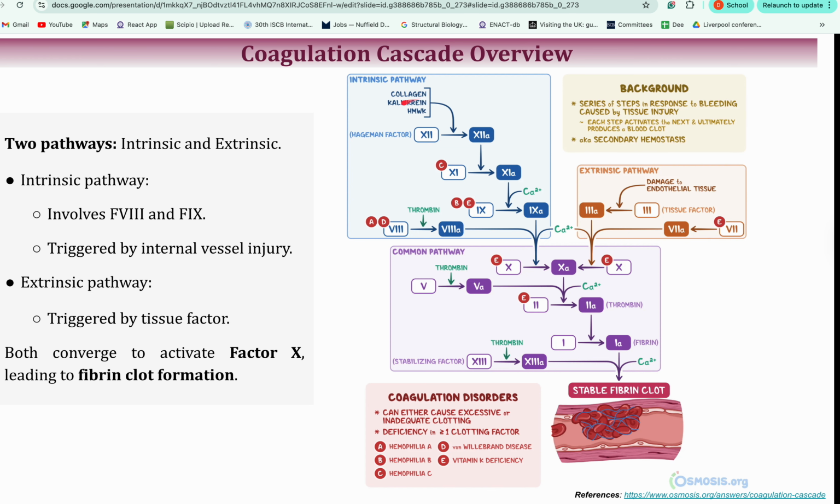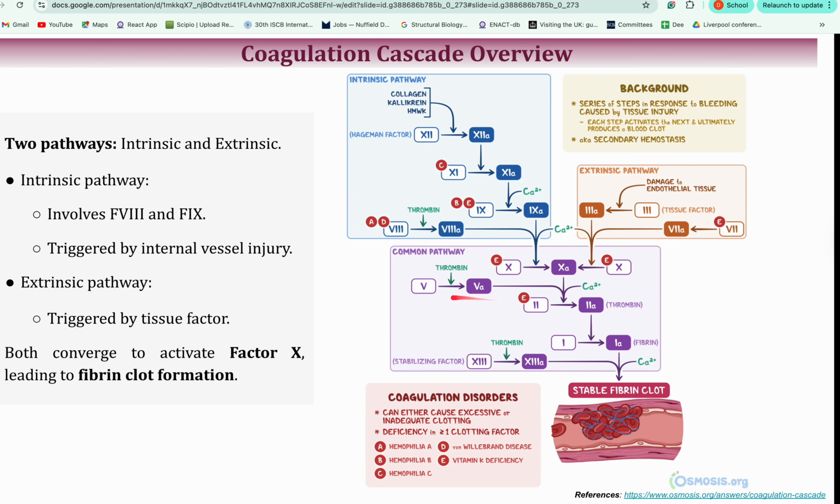In the intrinsic pathway, collagen, kallikrein and HMWK convert Hageman factor, which is factor 12, into factor 12A. Then this is responsible for converting factor 11 into factor 11A. And then factor 11A, along with calcium ions, converts factor 9 into factor 9A. This factor 9A starts the cascade. Now thrombin is required to convert factor 8 into factor 8A. And factor 9A and 8A, along with calcium, convert factor 10 into factor 10A.